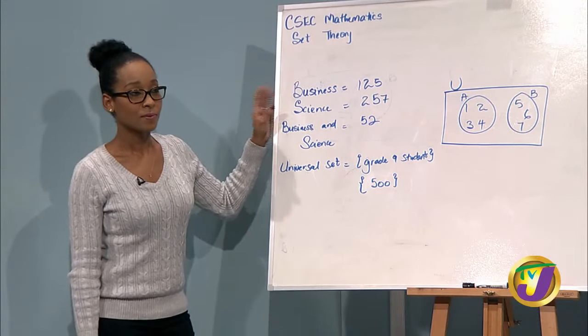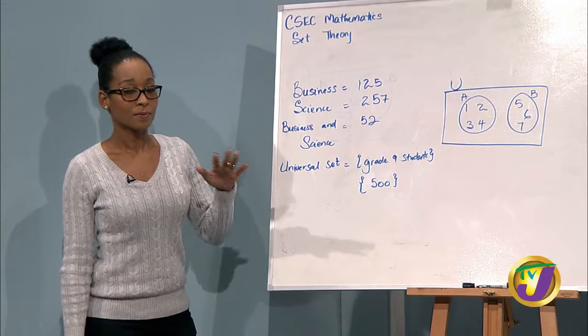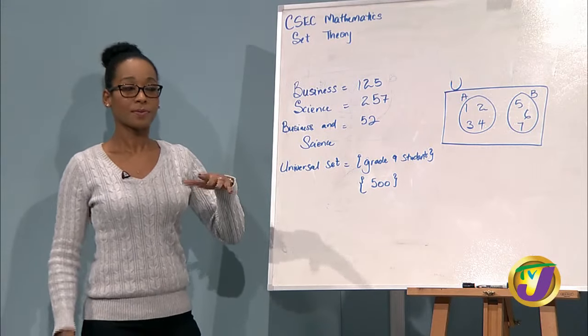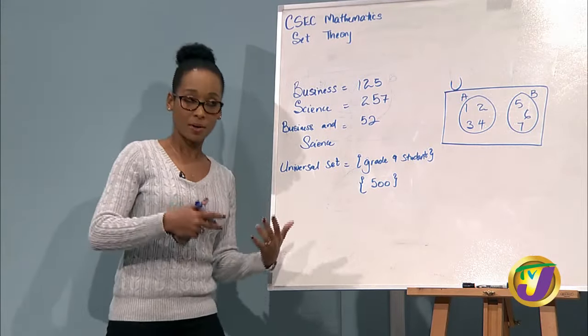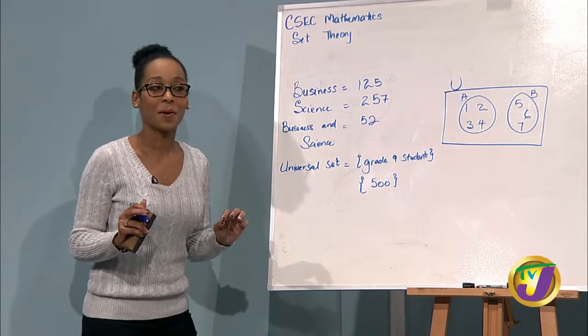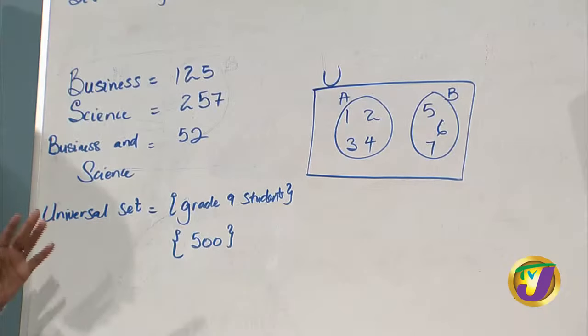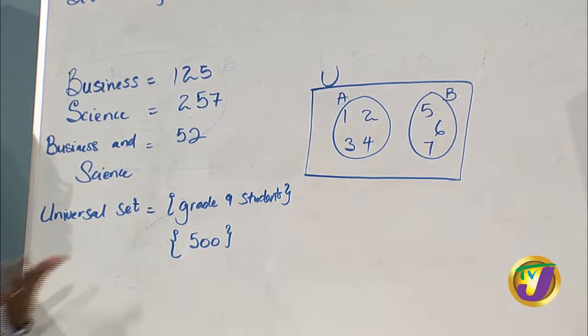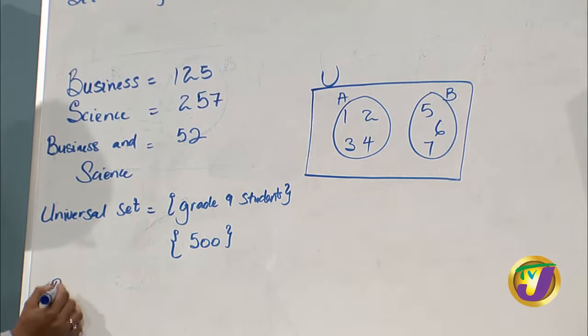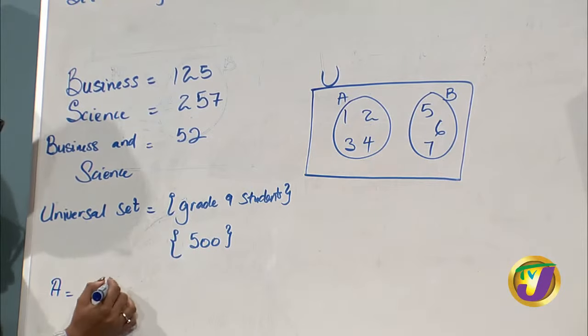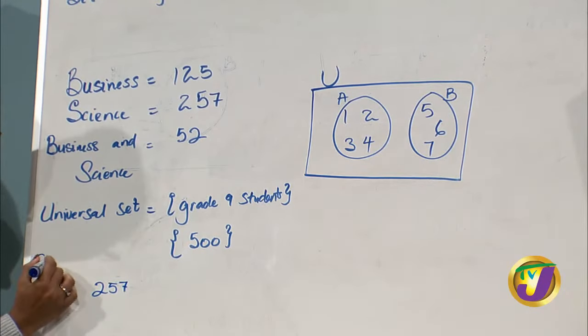So since 52 students did both, and you told me that there's 257 students who did science, I'm going to have to take out that 52 out of it. Why? Because I'm going to count them twice. All right. So when you take it out, what would we write then? It would be A only. Yes. So 257 subtract 52. All right. So set A only.